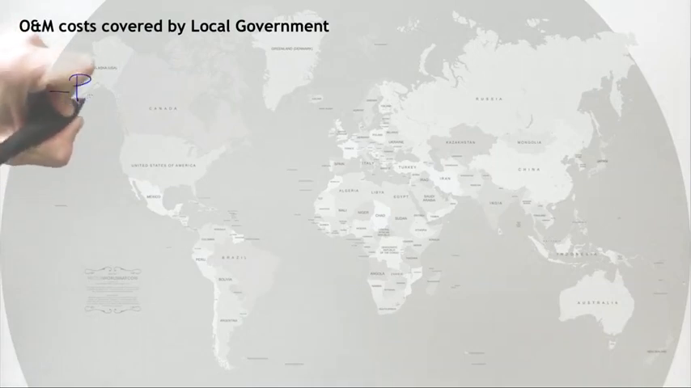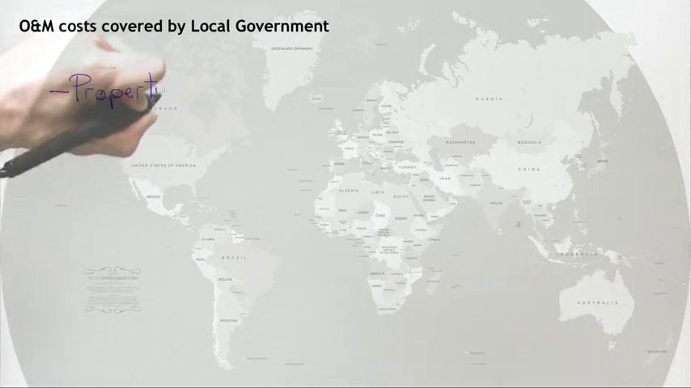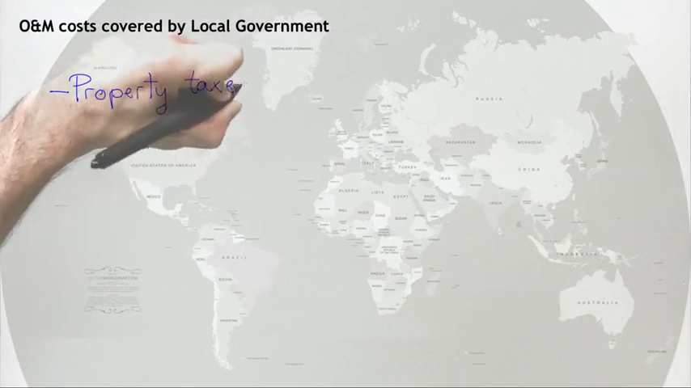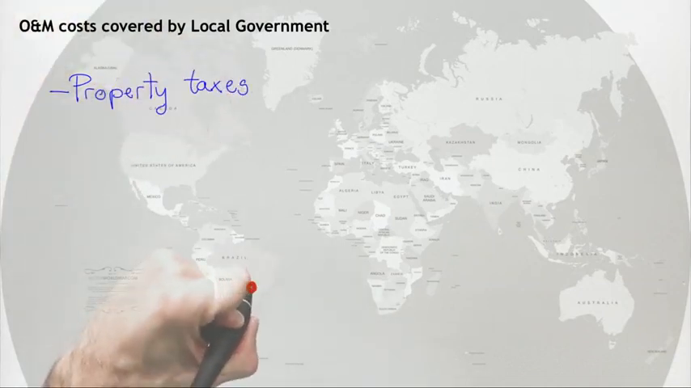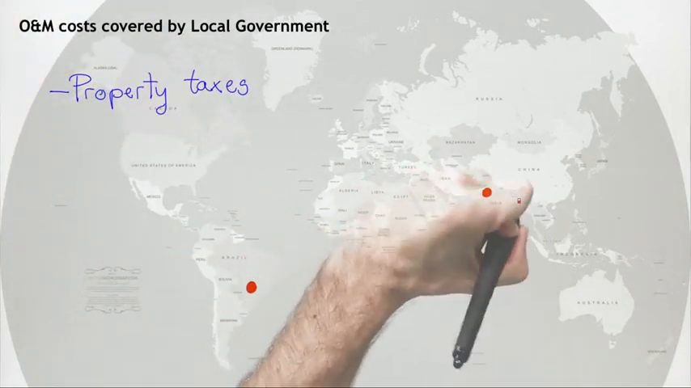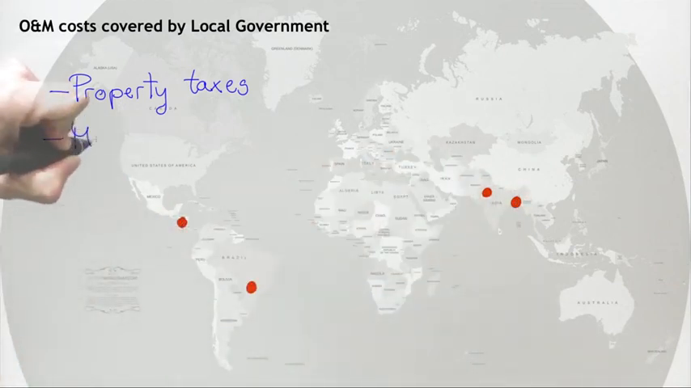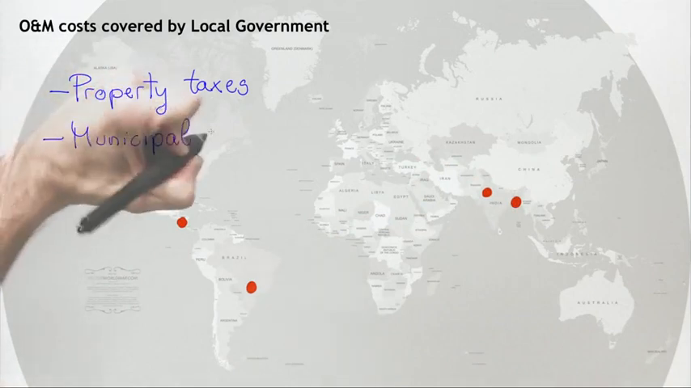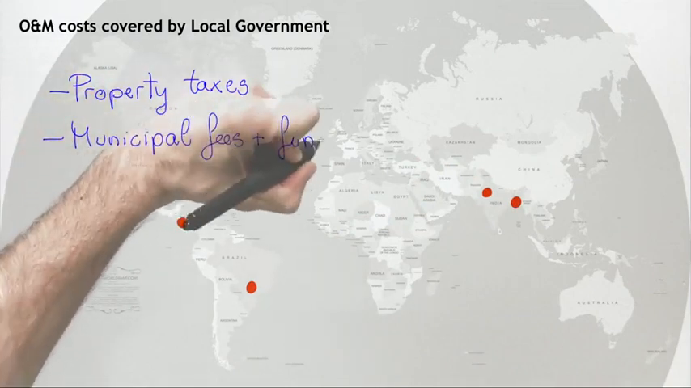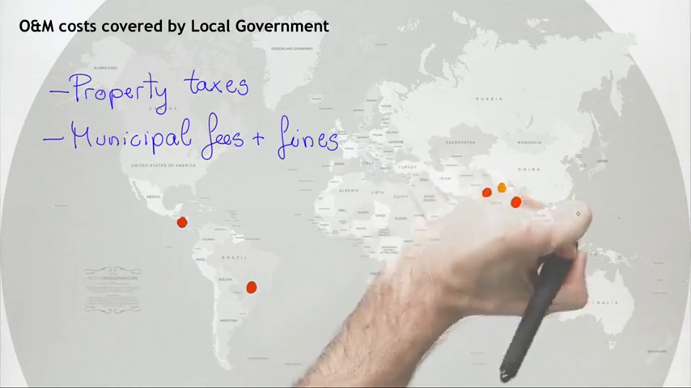Local governments obtain their revenues from a variety of sources, such as property taxes, often based on the property size, as it happens in Belo Horizonte, Brazil, Delhi, India, Dhaka, Bangladesh, Managua, Nicaragua, or from other municipal fees, parking fees for instance, and fines, as it happens in Gorahi, Nepal, and Quezon City, Philippines.